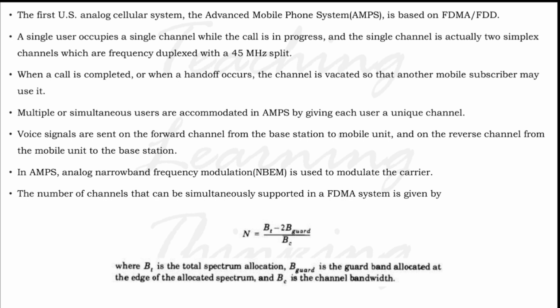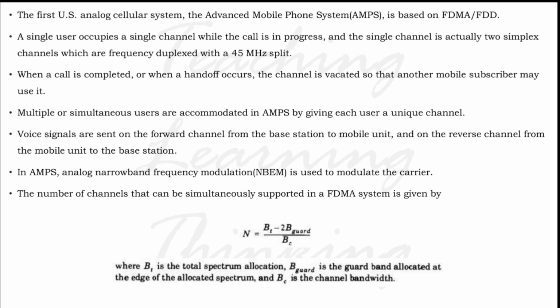So next, the first US analog cellular system, the Advanced Mobile Phone System AMPS, is based on FDMA by FDD. A single user occupies a single channel while the call is in progress, and the single channel is actually two simplex channels which are frequency duplexed with a 45 MHz split.